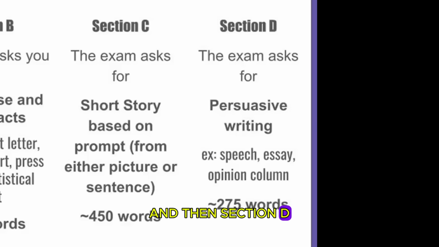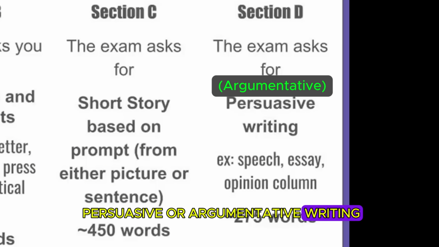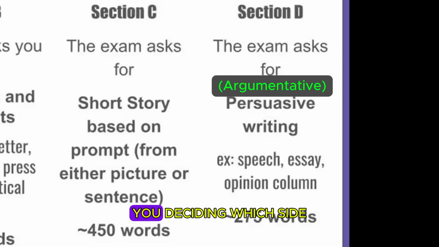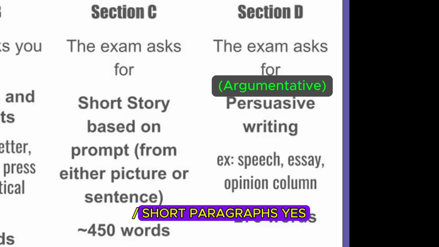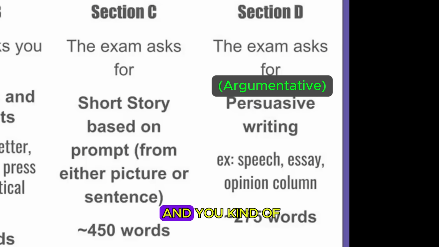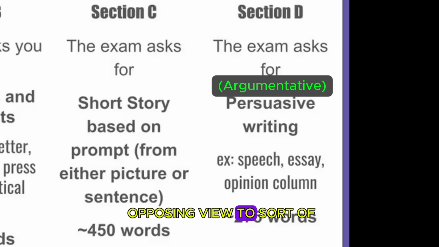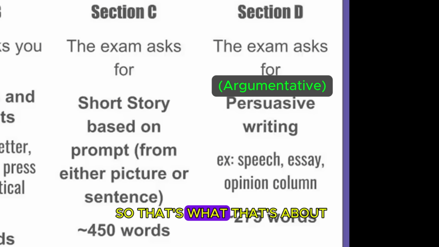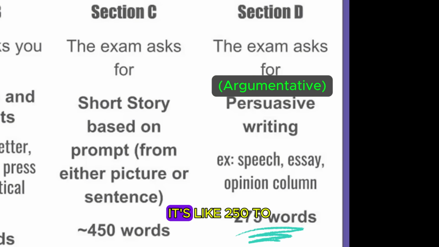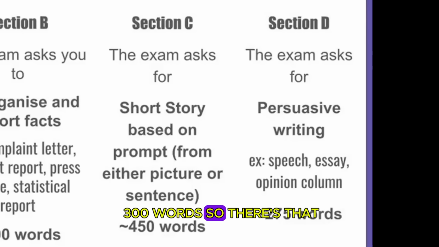And then section D has to do with persuasive or argumentative writing, which is basically you deciding which side of an opinion you support. So you choose this or that, and then you write down why you support this, and you would be able to convince somebody who holds the opposing view to see it your way. So that's what that's about. And that's a shorter section. It's like 250 to 300 words, so there's that.